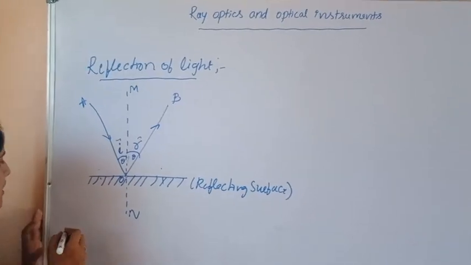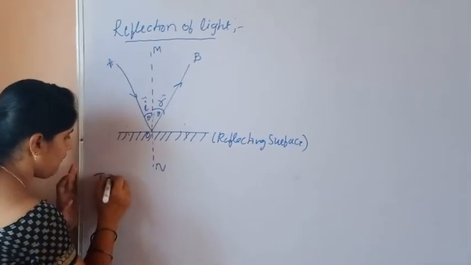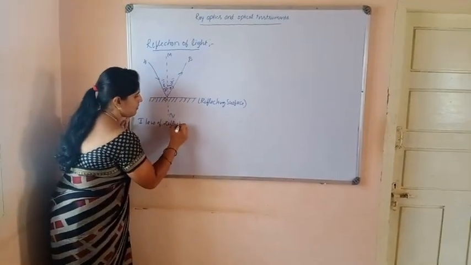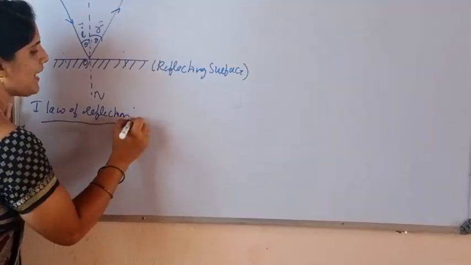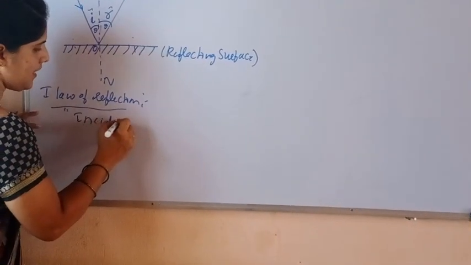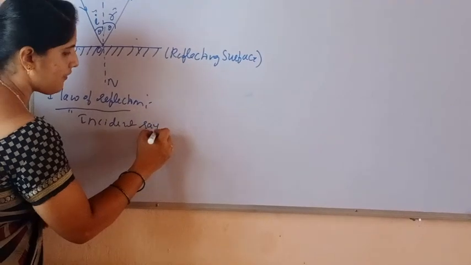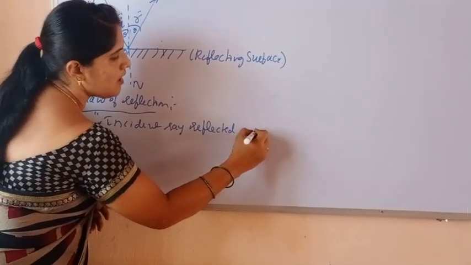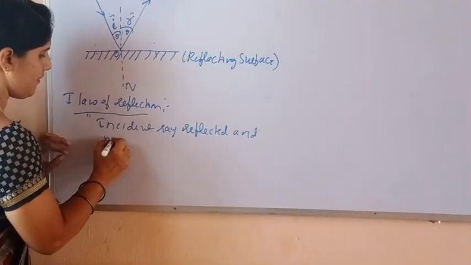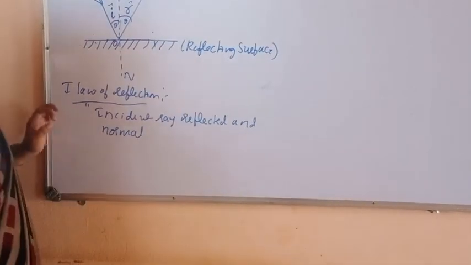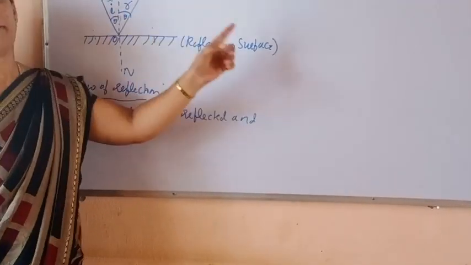We shall write here the first law of reflection. What is the statement of the first law of reflection? The incident ray, reflected ray and normal drawn to the surface all lie in the same plane.